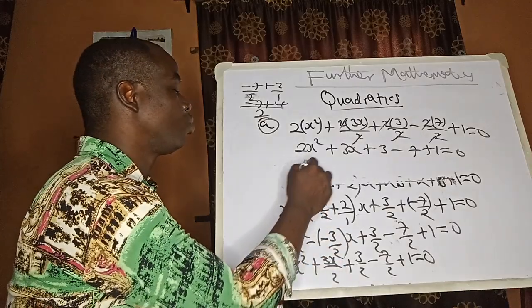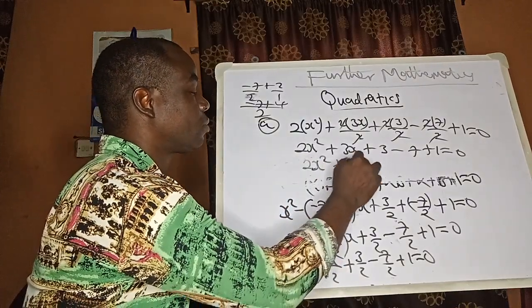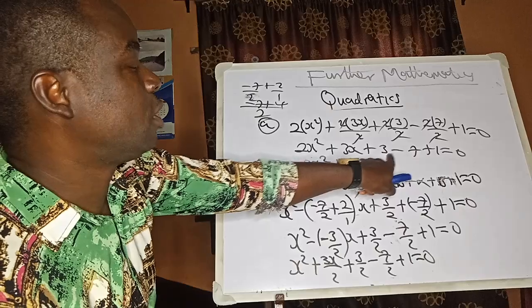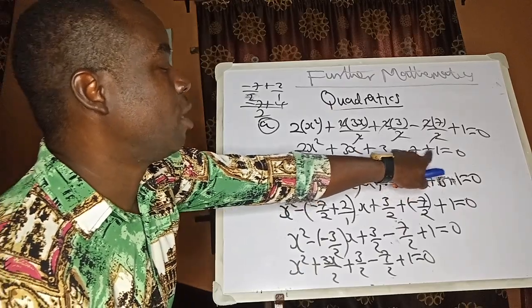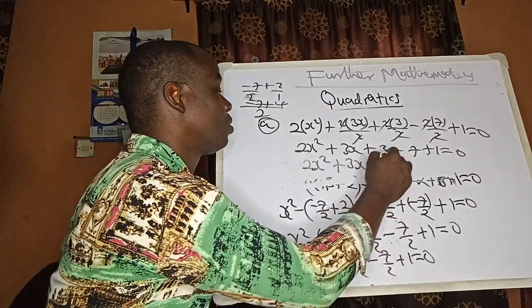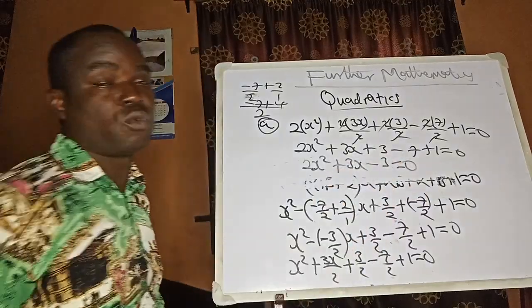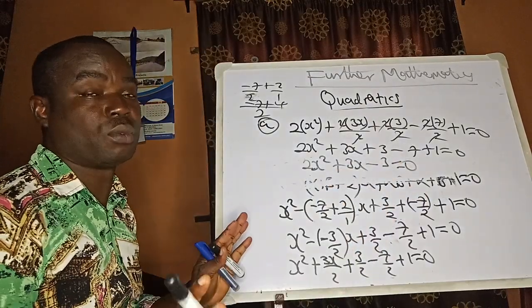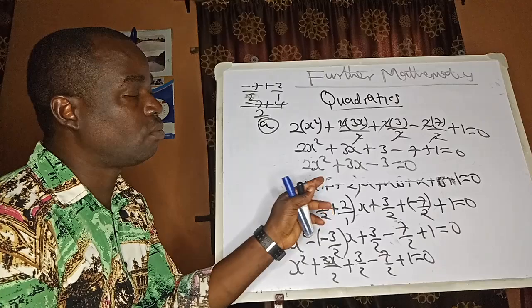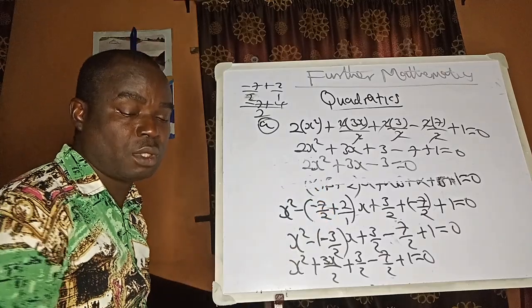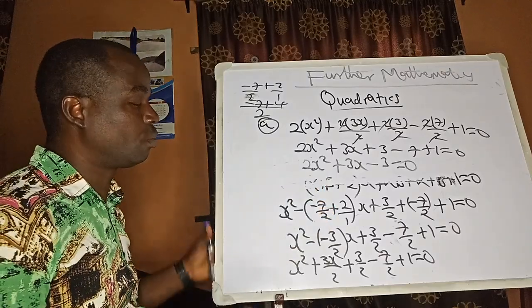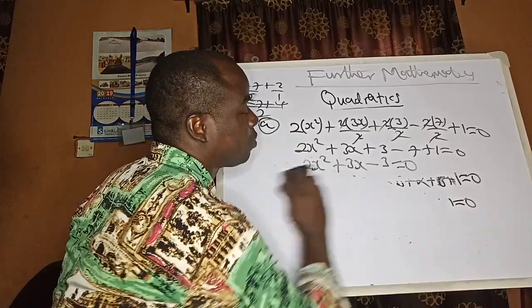So we now have 2x squared. So finish this one. 3 minus 7 is minus 4. Minus 4 plus 1 is minus 3. That's the equation. It's very simple. So use this and try some examples in your textbook. Let me quickly solve part 2 of the question.